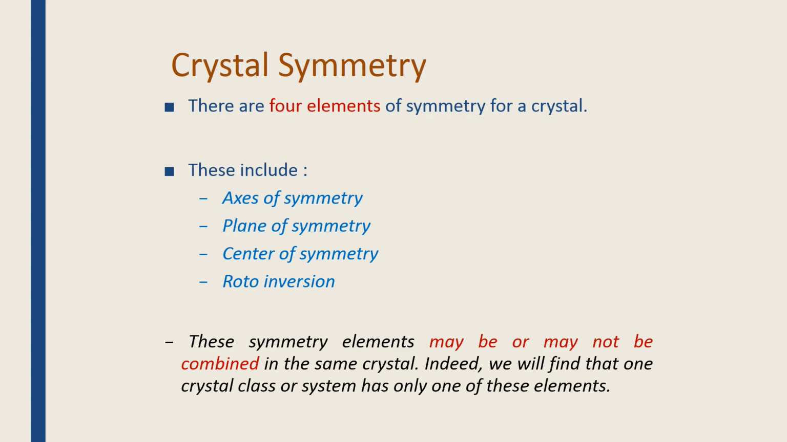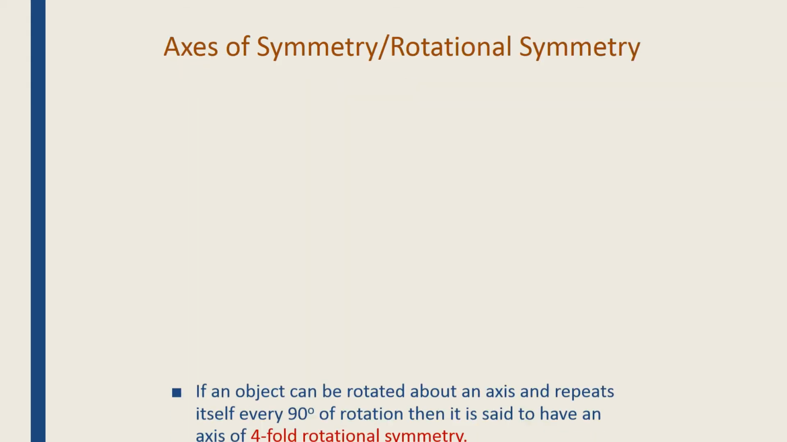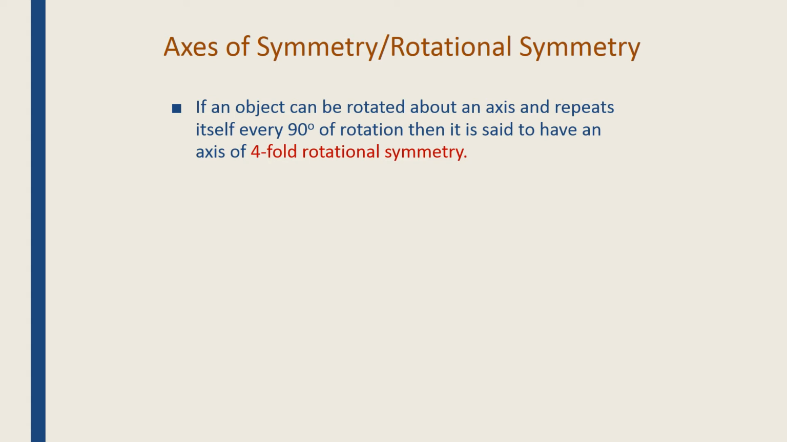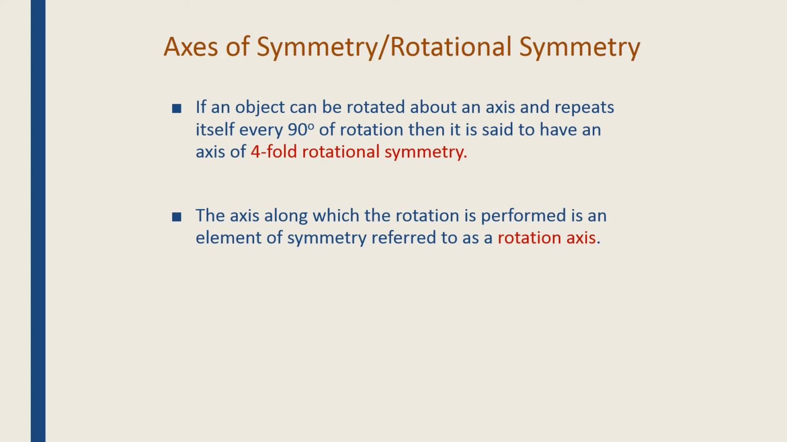We will find that one crystal class of the system has only one of these elements, and some classes have 2 elements or 3 elements. So if an object can be rotated about an axis and repeat itself every 90 degrees, we call it four-fold rotational symmetry. The line along which the rotation is performed is an element of symmetry referred to as the rotation axis.